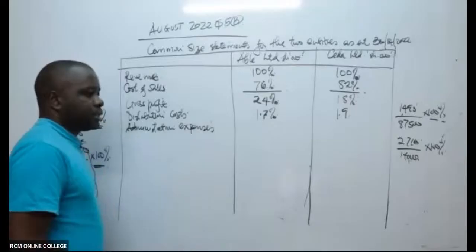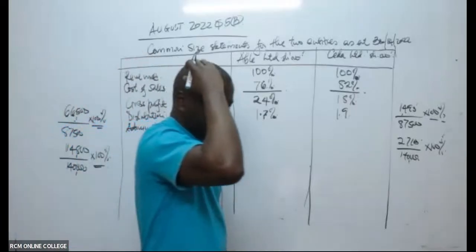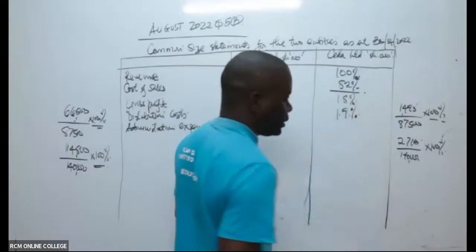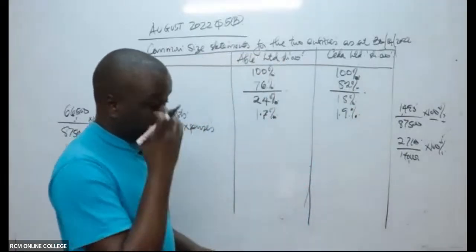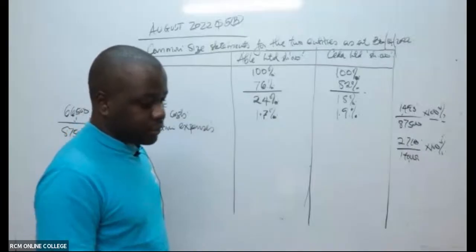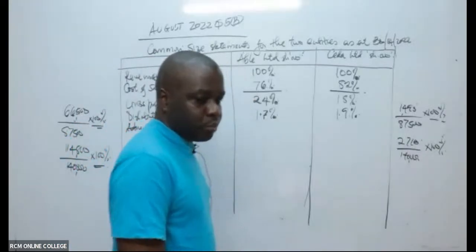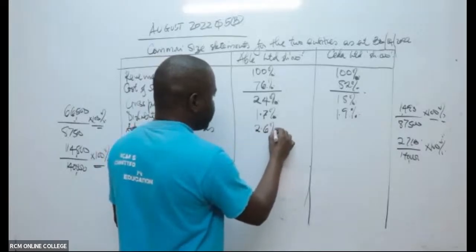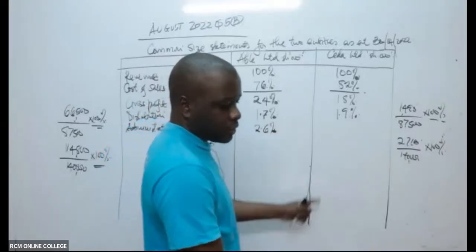So for administration expenses, you are getting what percent? You are getting 1% for administration expenses. For administration expenses, you just use the same procedure. I can see you're saying 2.6. So 2.6%. What about for Cx?